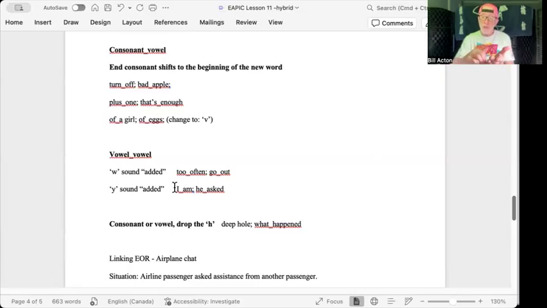Too often. So the ooh is here, like 11W. It comes around, and then you put the W here again: too often. Same thing with 9W. Remember 9W is go, right? Same thing here, we get go out, go out. So the W is here, O-W, go out.